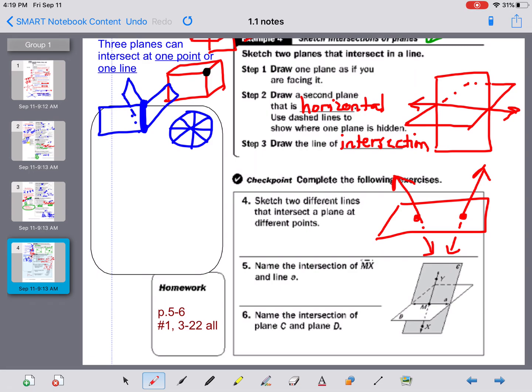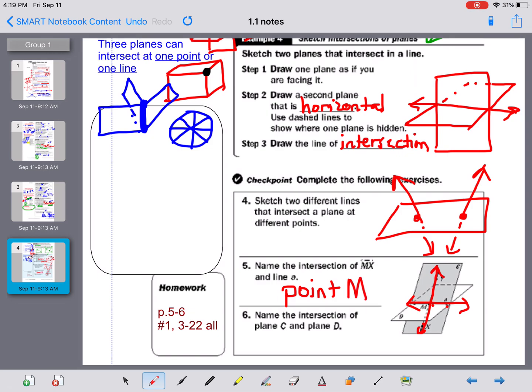Name the intersection of the line MX and line A. So if I look at it, line MX, M's here, X is here, so it looks like it's this line here. Line A is this one here. Where do they intersect at? Where do they touch? Okay? And I've had a lot of people say, well, they intersect at M. What's M? McDonald's? Maryland? M, Midland, what's M? Make sure you say point M, so I know that they only meet at a point.